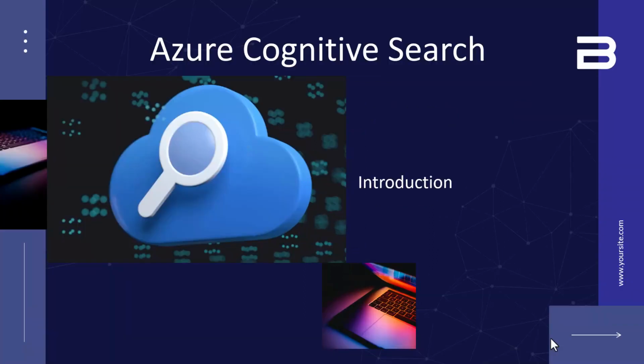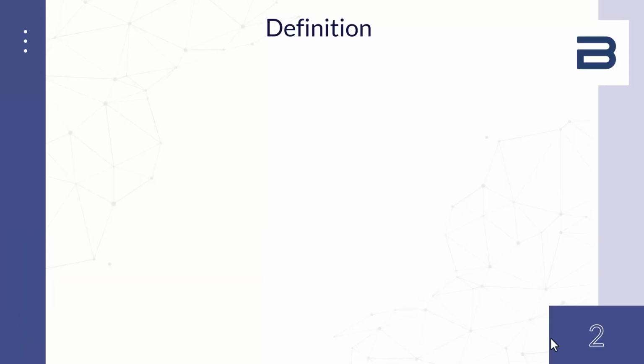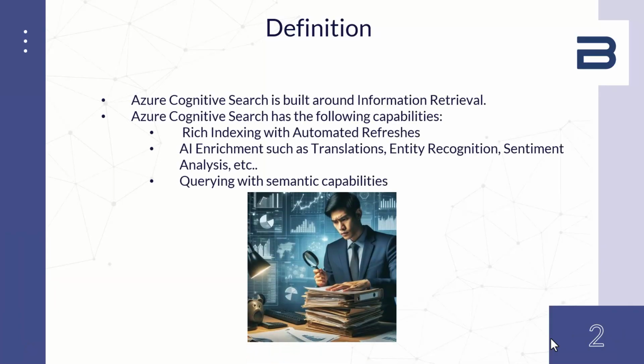What exactly is Azure Cognitive Search? Well, Azure Cognitive Search is built around information retrieval. So what does it mean? Information retrieval is pretty much a way to retrieve data that has been stored as an index. And when you retrieve that information, you can retrieve it fairly quickly and in a semantic way. So here are the capabilities.